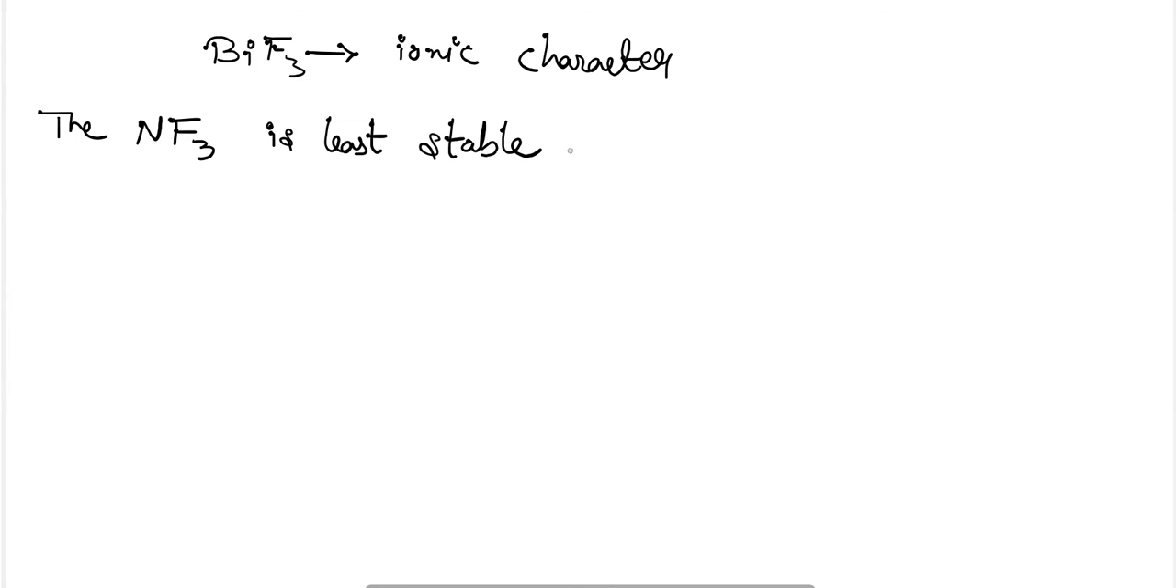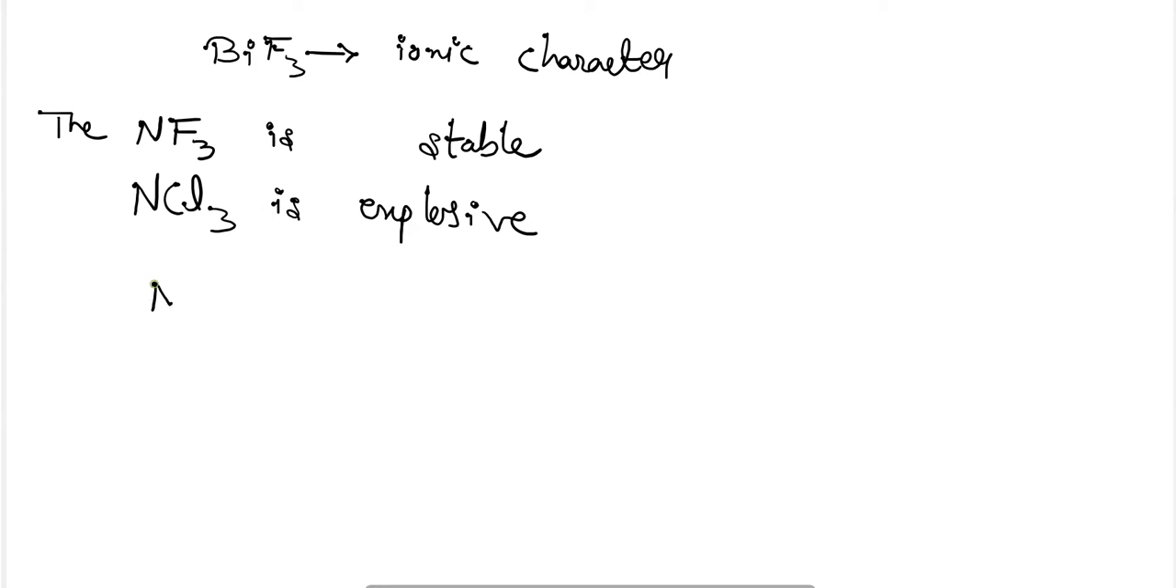Least stable. Okay, and sorry, not NF3. We will see that NF3 is stable, but NCl3 is explosive. NBr3 and NI3 are known only as their unstable ammoniates.